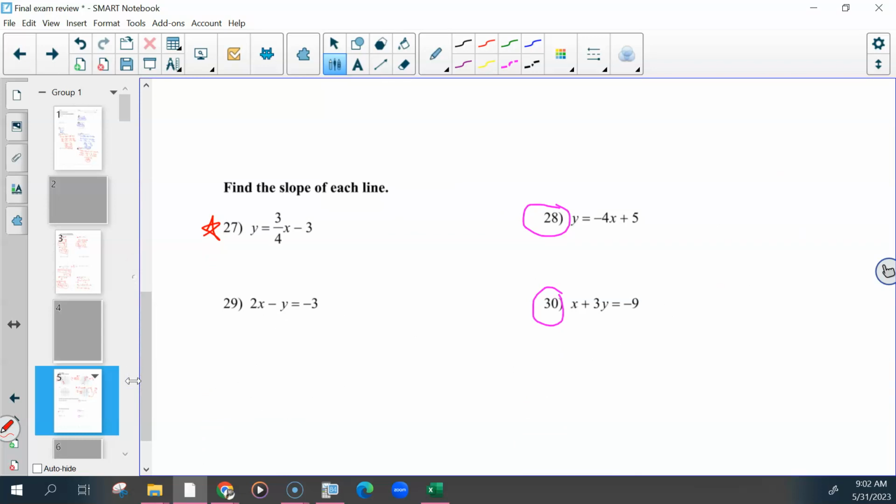(27) is already in slope-intercept form, your y equals mx plus b. m is your slope, so whatever that number is, that's your slope. So not the x, but just the number. Are there any others on this page you want to go over?